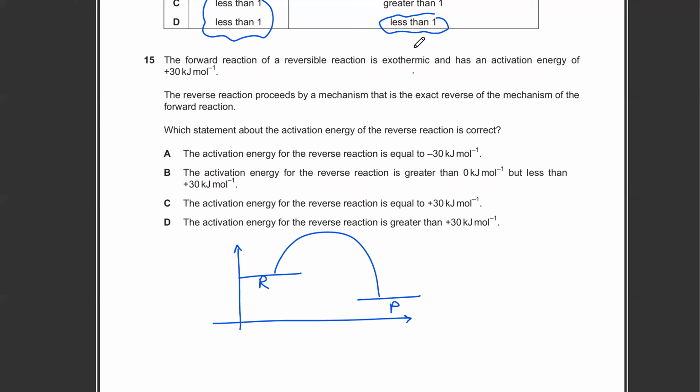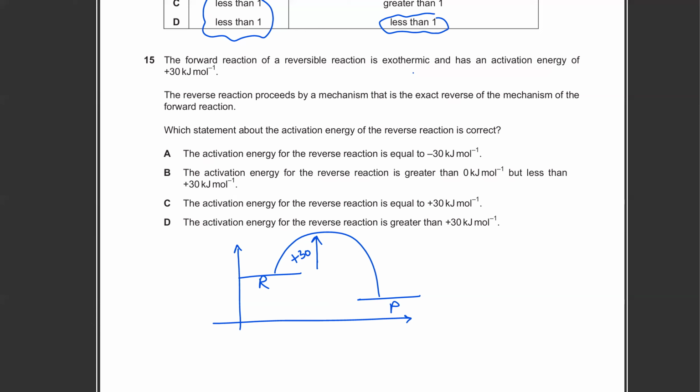And he says that the activation energy of the forward reaction is plus 30. So this over here is plus 30. And he says the reverse is exactly the reverse, so everything is exactly the reverse. The reverse reaction is exactly the same. So which statement do you think is correct? That's the only information that's given.